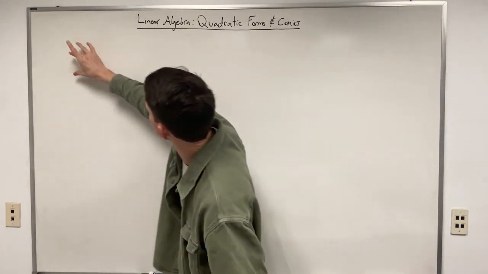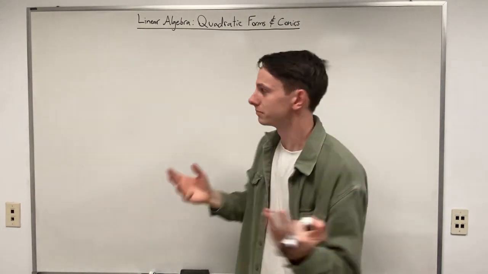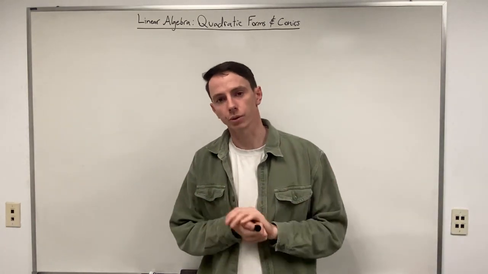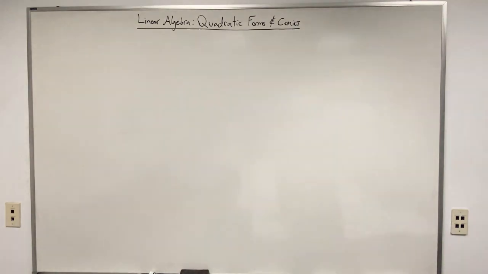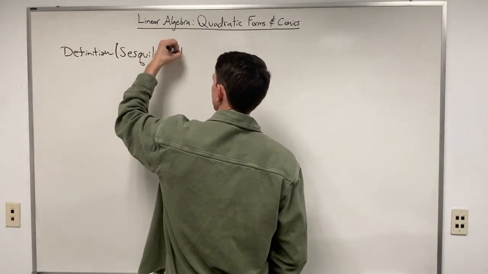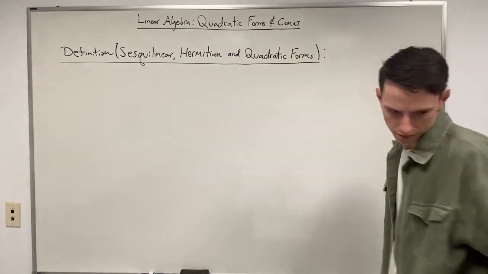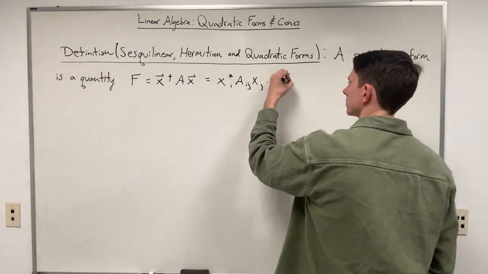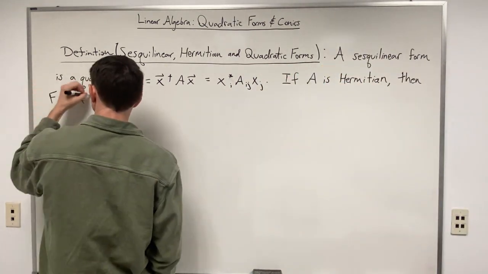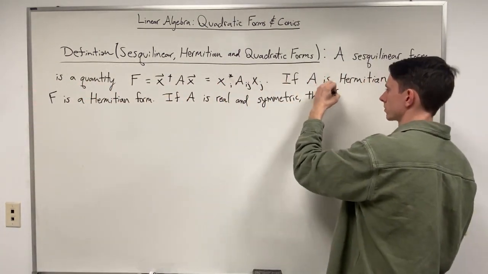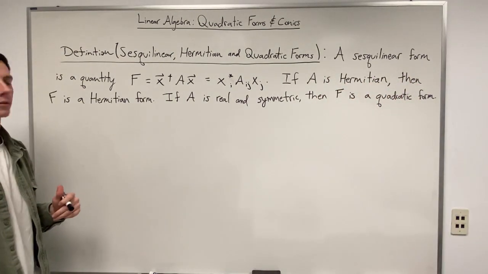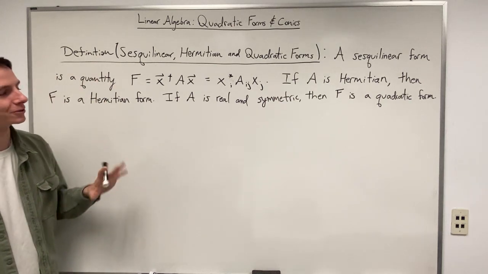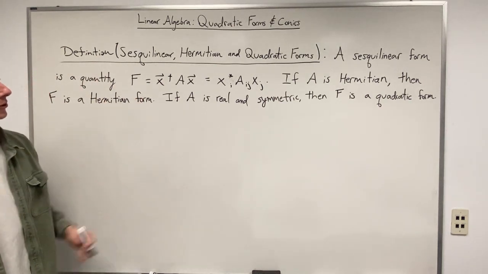First thing that I'm going to do is I'm just going to write out the definition for the central object of this video, which is the quadratic form, and then we're going to go through that together. All right, so this is the main definition of the video, so it's worth going over. So let's go through it together.